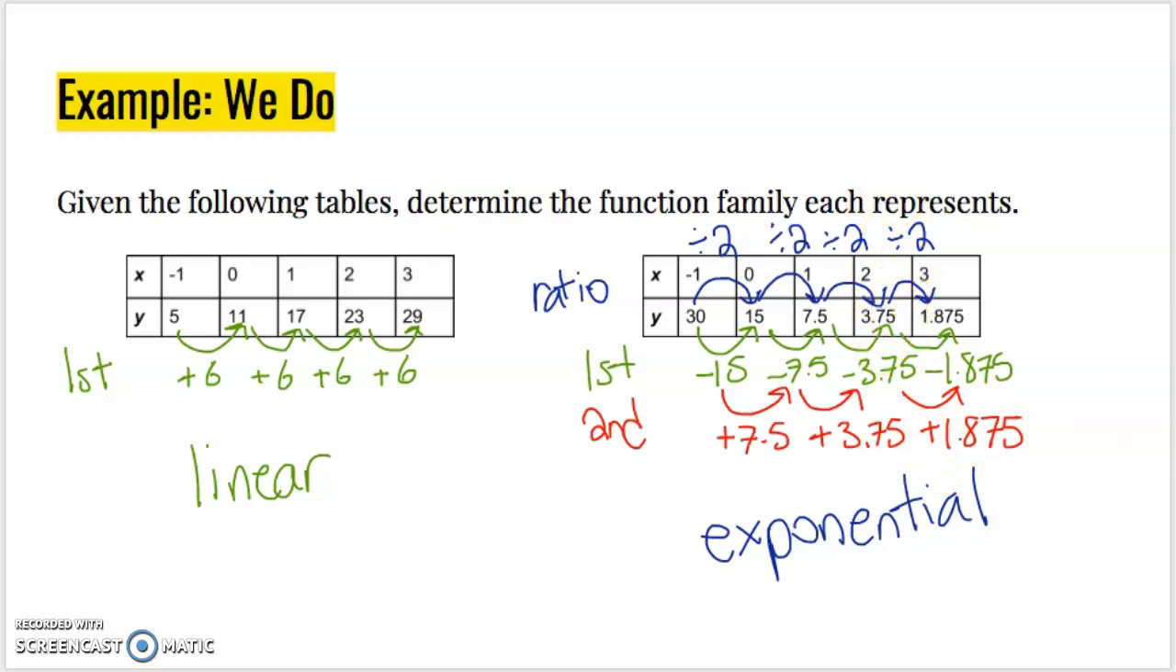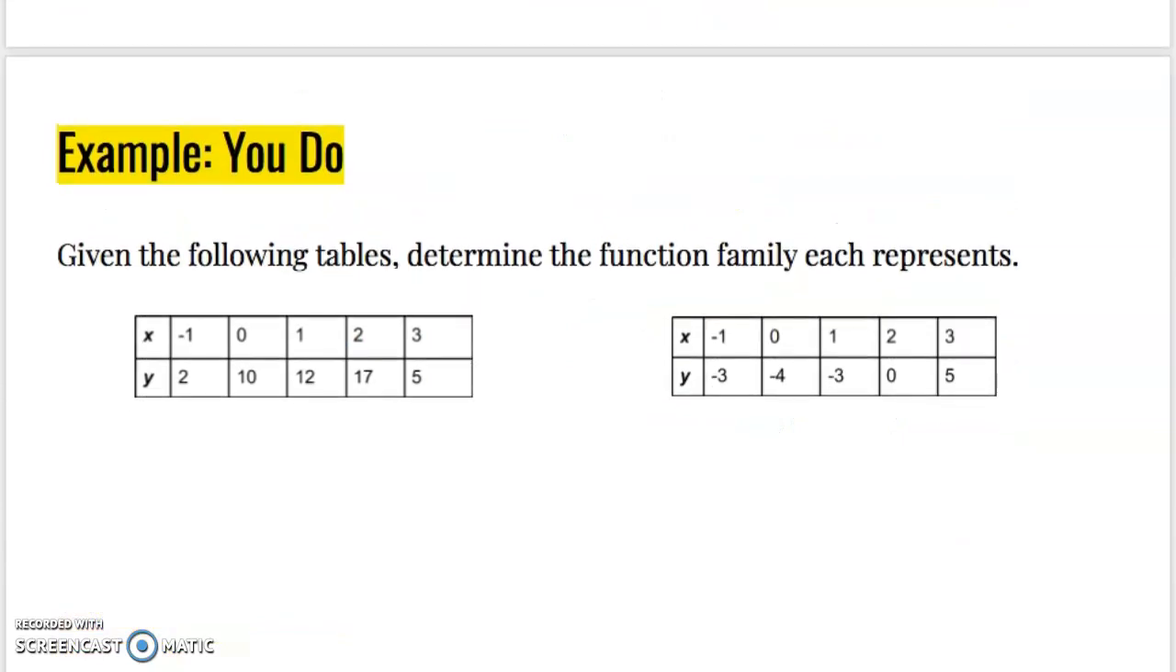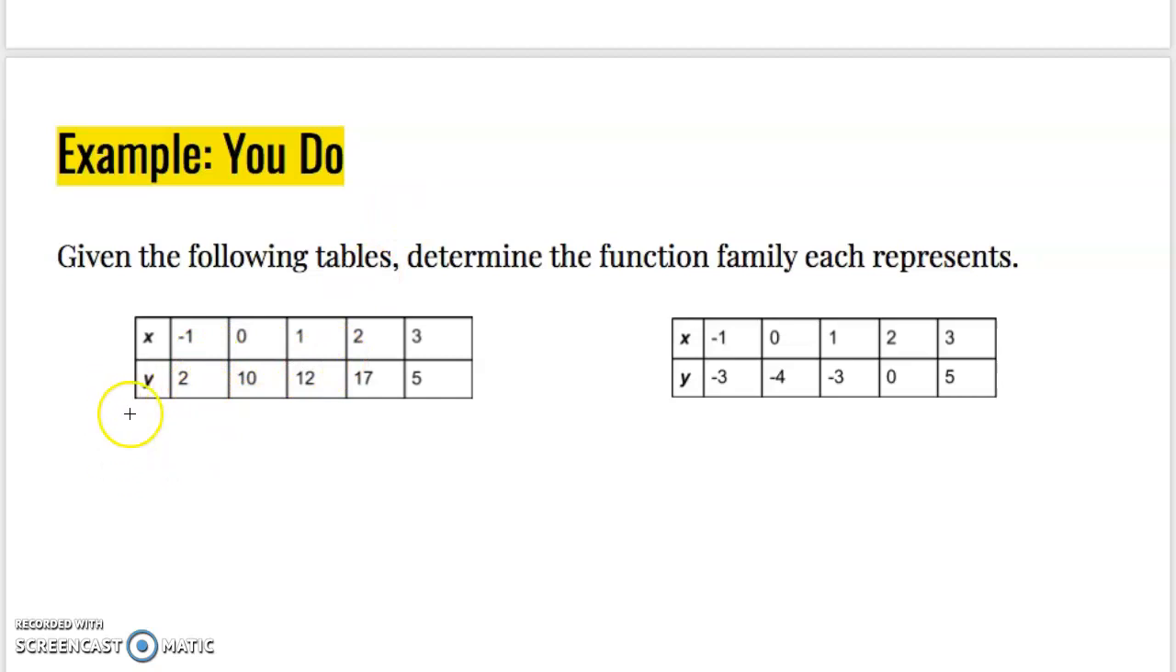Excellent. Let's go ahead and try a couple more examples. All right, so in these examples, I'm going to do the same thing. My x values are all in numerical order. I'm going to test my first differences. 2 to 10 would be plus 8. 10 to 12 would be plus 2. 12 to 17 would be plus 5. And then 17 to 5 would be minus 8.